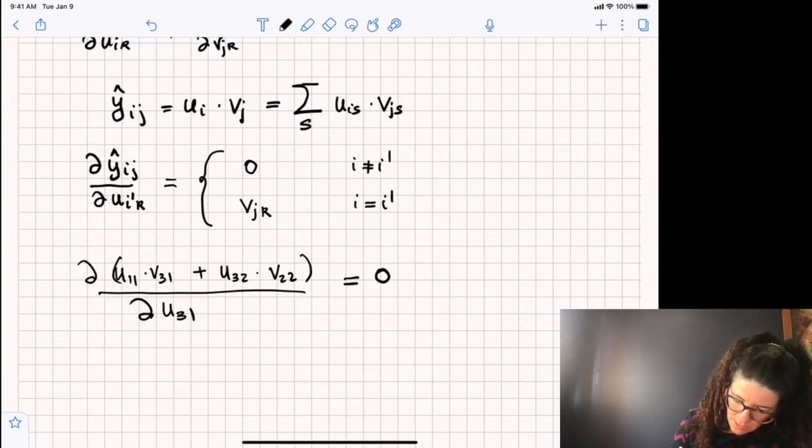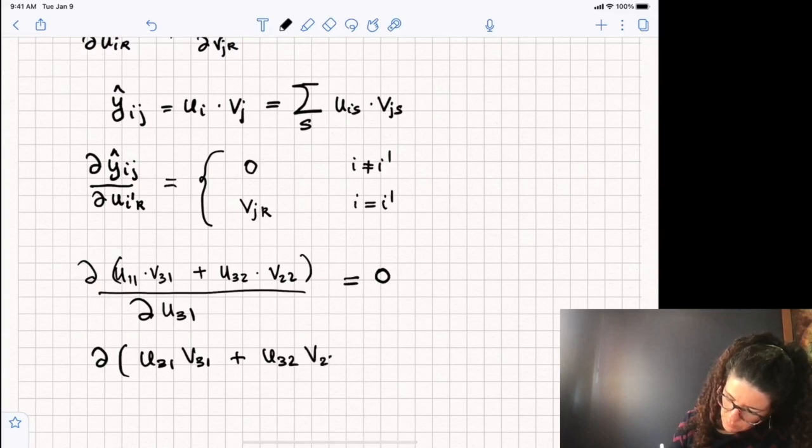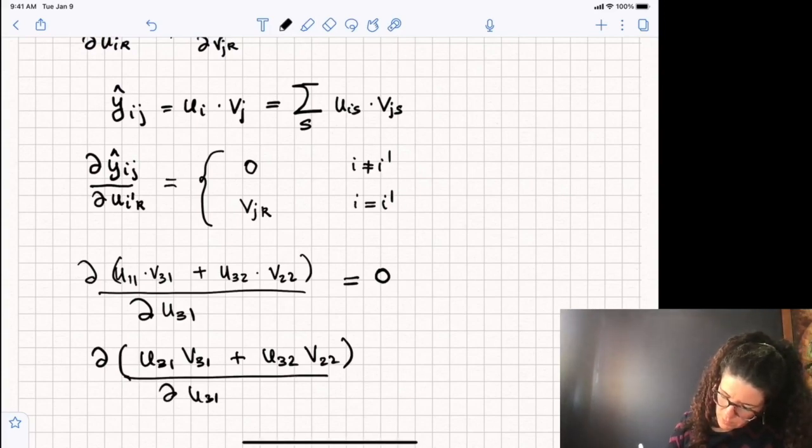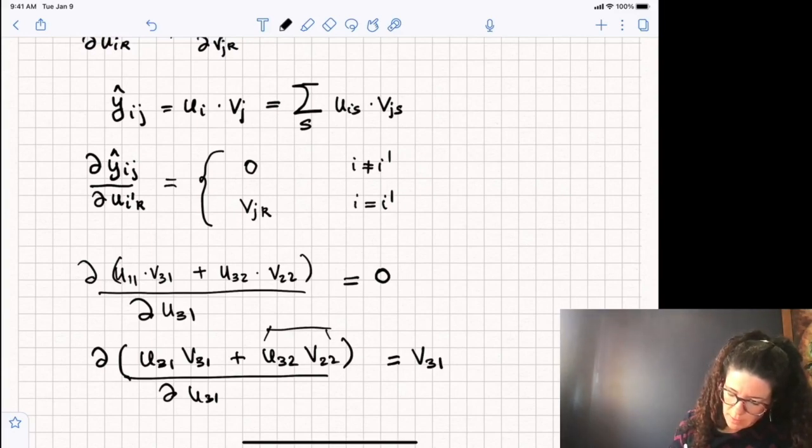So this is 0. Now if I have something more like this formula, u31 v31 plus u32 v22, then the derivative with respect to u31 is v31. Why? Because the other part doesn't depend on u31. This is the part that depends on u31, and it is multiplied by v31, so the derivative here is v31, okay?